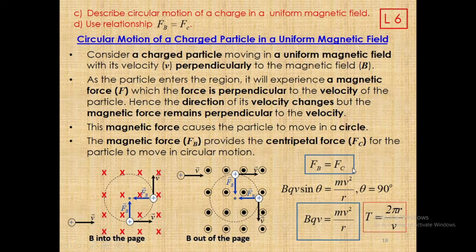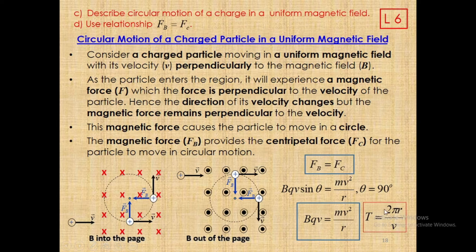So that's why we relate the magnetic force with the centripetal force, because this charged particle is moving in circular motion in the magnetic field region. So FB equal to FC. So we can derive FB equal to FC. FB equal to BQV sine theta. And for the centripetal force it is MV squared over R. So we assume theta equal to 90 because the direction of your V and the B magnetic field is perpendicular, so that it will be 90 degrees. Sine 90 equal to 1. So we will get BQV equal to MV squared over R.